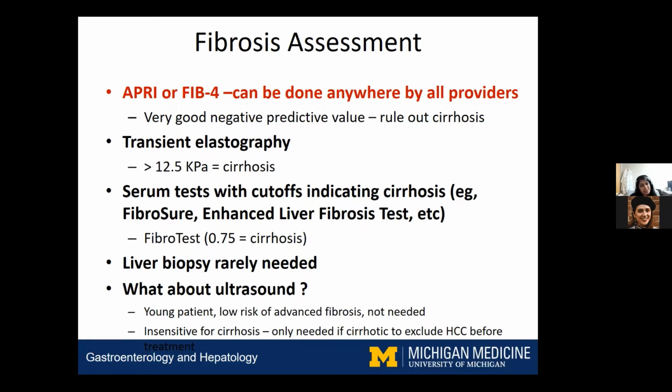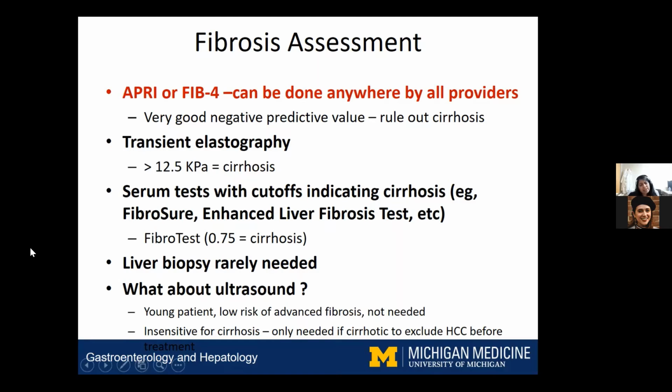Another commonly used test that you might have heard about or have access to is transient elastography, with a test that we call the FibroScan. And there are cutoffs in the readings that indicate whether or not somebody has cirrhosis or an earlier stage of liver disease. And then there are a number of proprietary tests. These are serum blood tests with cutoffs that can be interpreted as having cirrhosis. Some of these tests you may have access to or heard of include FibroSure, FibroTest.